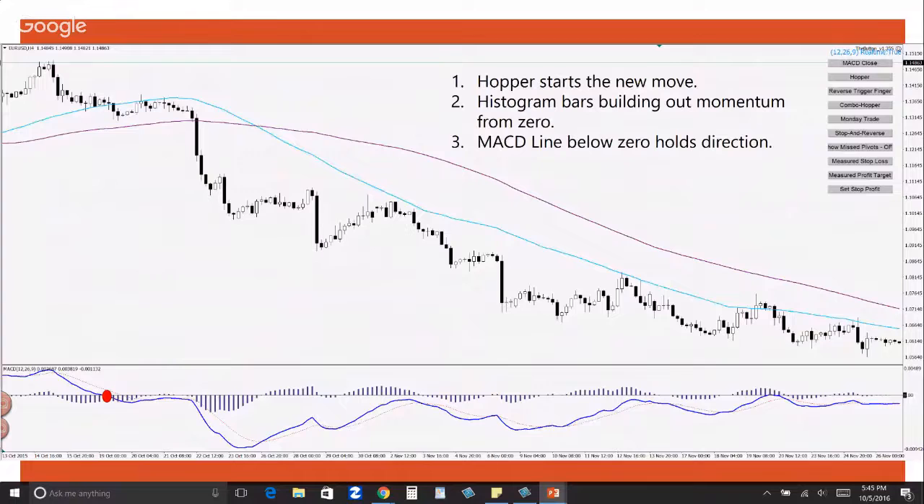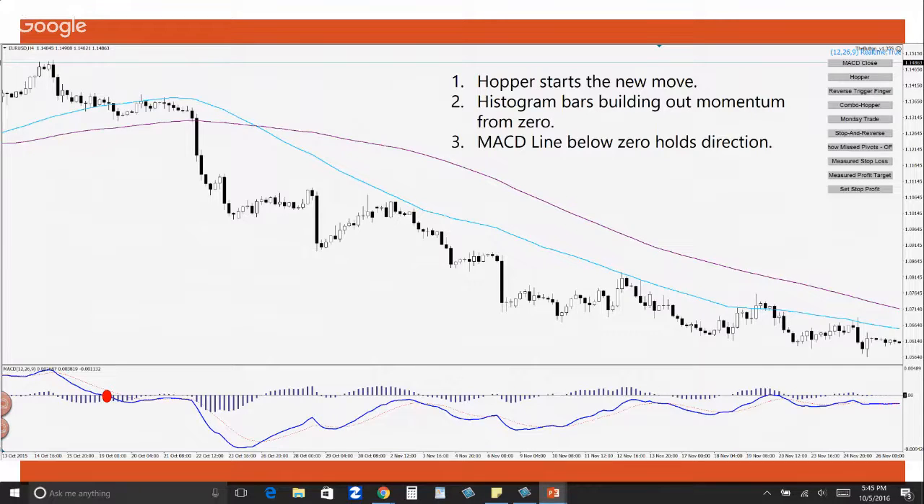Here is an example. We had a hopper and it started a new move. The MACD made a move over zero. That is a hopper. It hopped down for a sell signal and it started out a nice long brand new move in the market. We had histogram bars. Every time we have histogram bars building from zero, they are pushing forth a wave of momentum in the market.